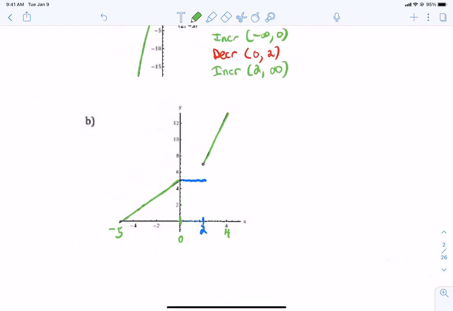So there you go for that one. For increasing and decreasing, they will use parentheses because that endpoint where the two things join, which do you make it? So just use parentheses there.